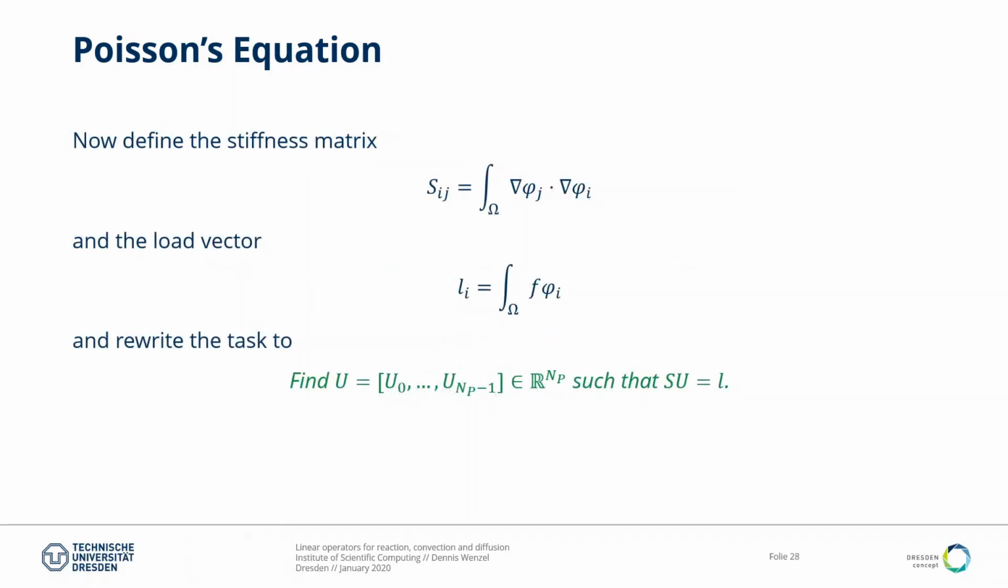Now, from this, you can define the stiffness matrix with components S_ij, just integrating those products of the gradients of the basis functions, gradient phi_j times gradient phi_i, and this load vector that also includes the external force f. And then this whole task rewrites to finding your vector u that fulfills this equation S u = L. That's exactly the same thing as before, so we haven't changed anything there.